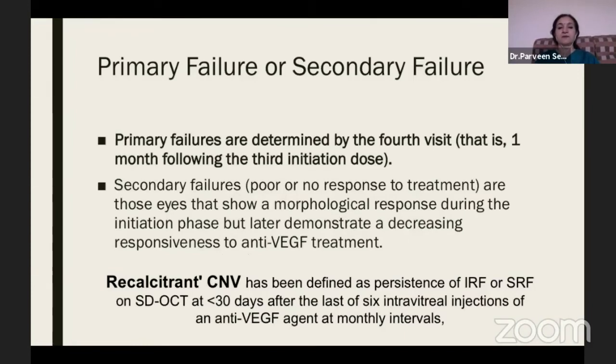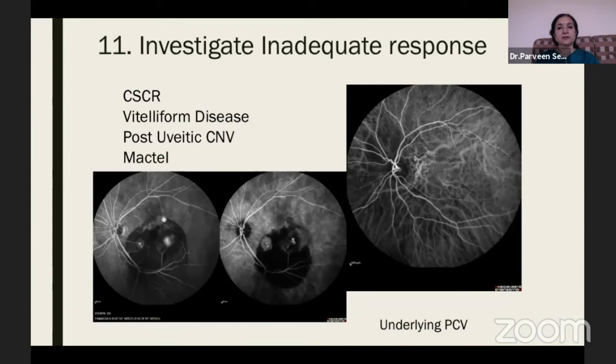Only then you are justified in calling it a recalcitrant CNV, and that too after 6 monthly injections. So if a proper protocol has been followed for 6 months, then only if the CNV does not respond, you label it as a recalcitrant CNV. Once you see that there is inadequate response, I think this is the time to reevaluate and look for any other cause. Most commonly, it is sometimes PCV, in which you need ICG to establish your diagnosis. Other common causes which could masquerade as neovascular AMD include CNV because of CSCR, vitelliform disease, post-uveitic CNV, or MACTEL.